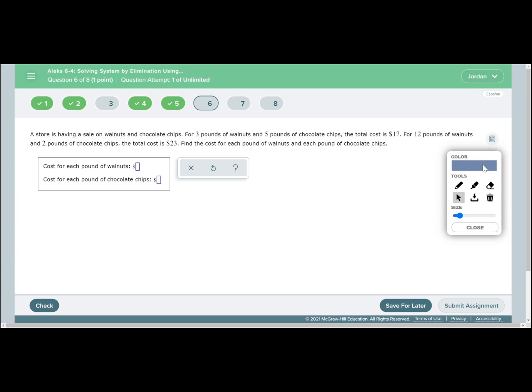All right, so it's kind of straightforward. Let's say x is the cost of walnuts, and y is the cost of chocolate chips. Then you have 3x, 3 pounds of walnuts, plus 5y, 5 pounds of chocolate chips. The total cost is 17. 12 pounds of walnuts, so 12x, plus 2 pounds of chocolate chips, 2y, the total cost is 23.